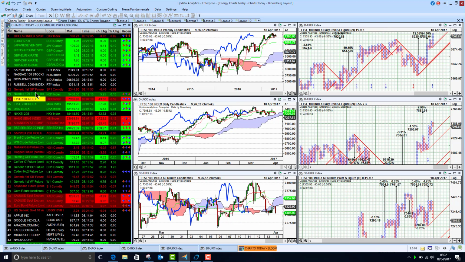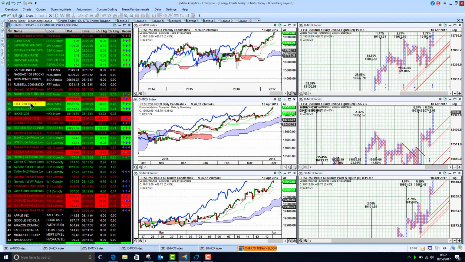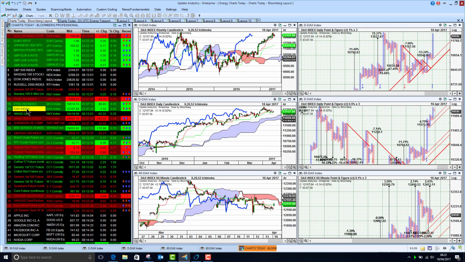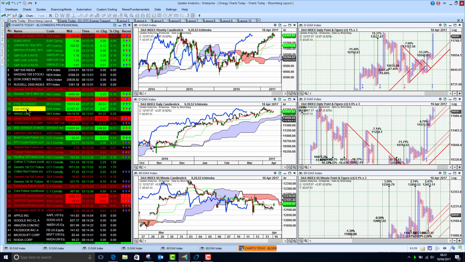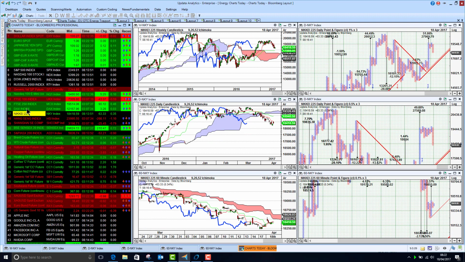FTSE's down 0.5% this morning. And we're seeing that we're just below the cloud there as well in the UK. Interestingly, the FTSE 250 continues to power ahead. It's the midcaps in the UK that are really performing strongly at the moment. We see the DAX is up this morning just very slightly, but below the cloud in the short term, so that's quite key as well.